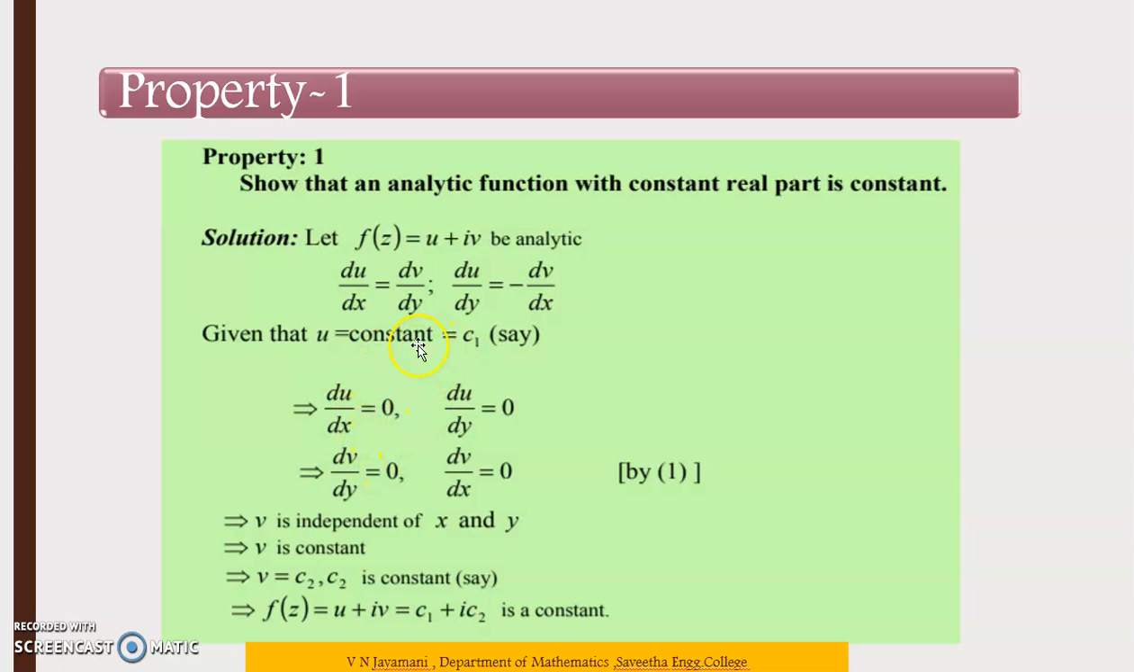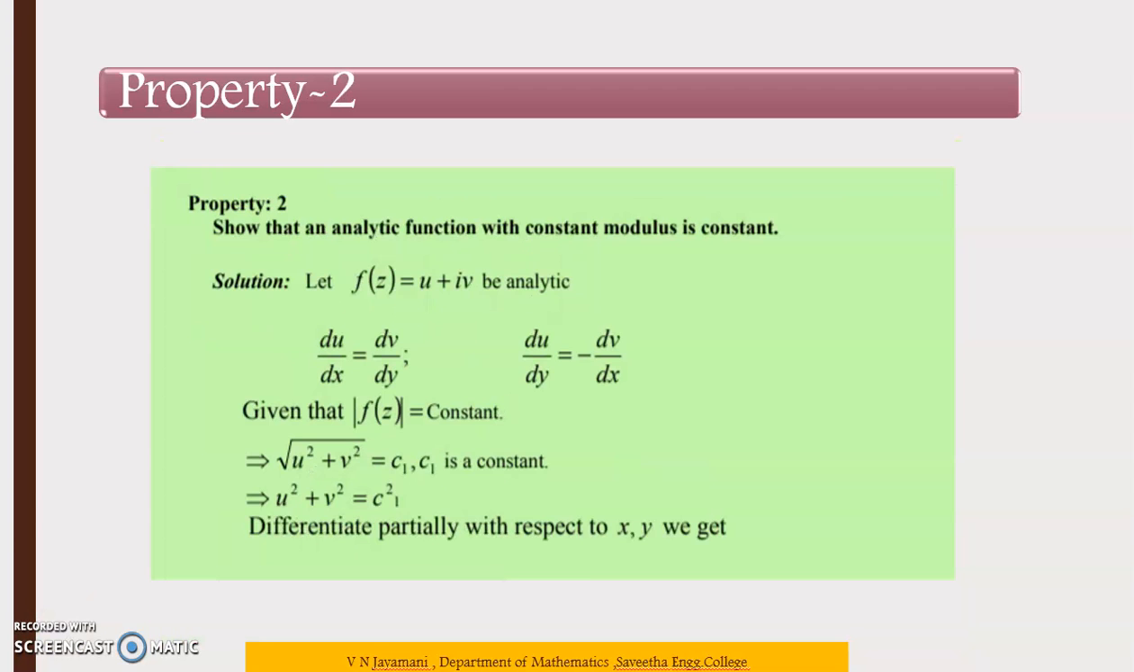So by using the CR condition, dv by dx is also equal to 0, and dv by dy is also 0. From this we can say that v is independent of x and y, which implies v is also constant. So we choose v equal to another constant c2. Therefore u and v both are constant, then f of z is also a constant. That is, we have proved that an analytic function with constant real part is constant. Here f of z must be an analytic function.